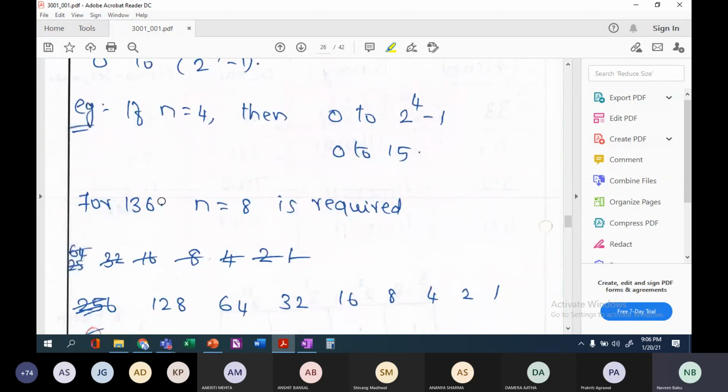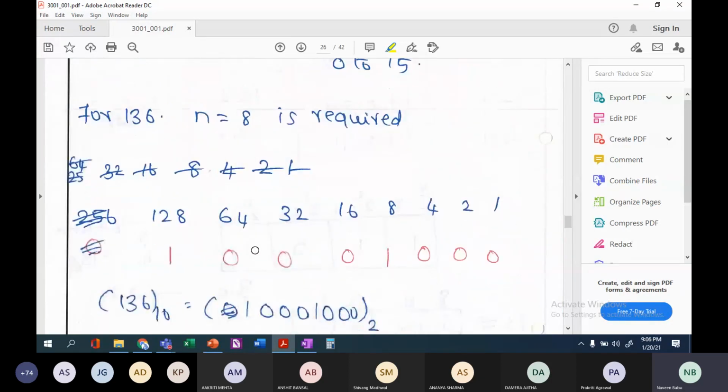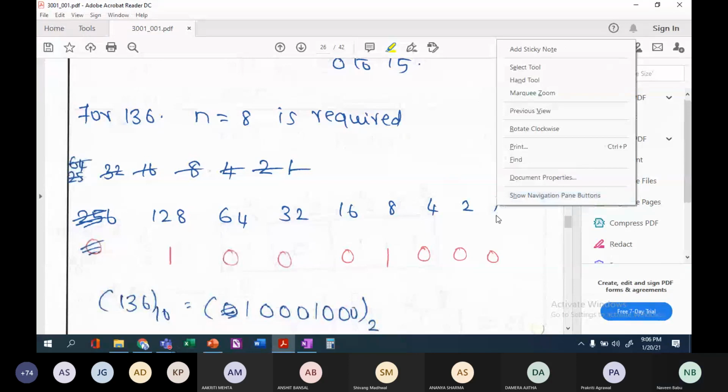Similarly, for 136, how many bits are required? If you want 136, the number of bits that is required, you can look at the same weight table. So 136 start from 0, right? So one position, second position.